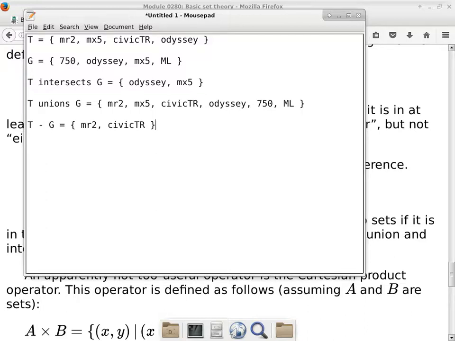So the difference of T minus G is only what you like that George doesn't like, basically. Yeah, so T minus G in this case would be the elements in T but not in G. Want to do G minus T? G minus T would be things in the set G but not in the set T. So in that case, it will be all the really expensive cars, like the 750 and the ML.